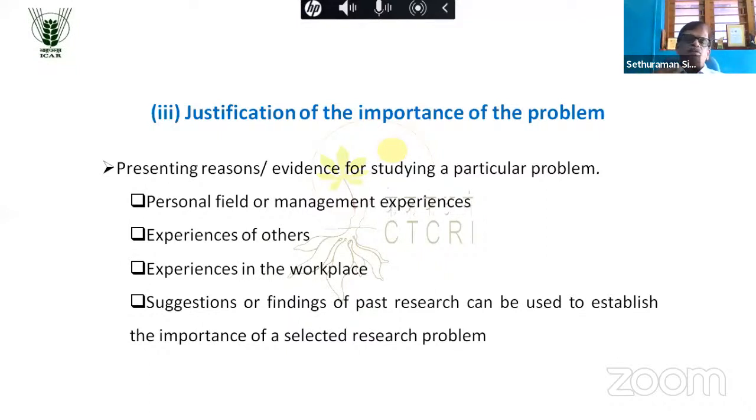There are so many other things you can tell from your personal experiences. Like, I visited when I was working in KVK, or when I was working as an SRF, when I was going to my place, I traveled to so many villages and interacted with them. I identified that people are not getting seeds of the improved variety, or they do not even have awareness about the improved variety. Or else you can tell the experiences of others, or experiences in your university, or from previous research works, why you are taking up this work.